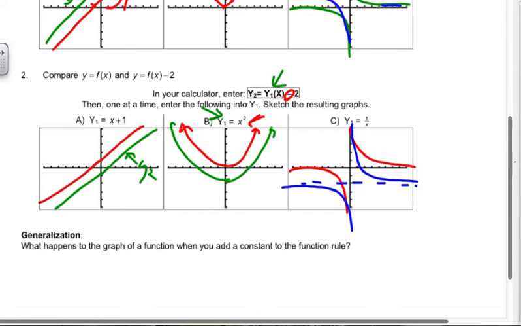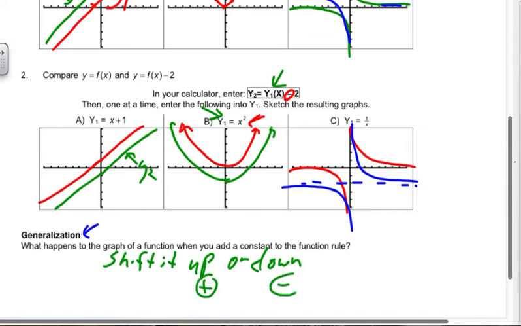So, generalization. What happens to a graph when you add a constant to the function rule? And the answer is it shifts it up or down. Okay? It shifts it up if you're adding. It shifts it down if you're subtracting.